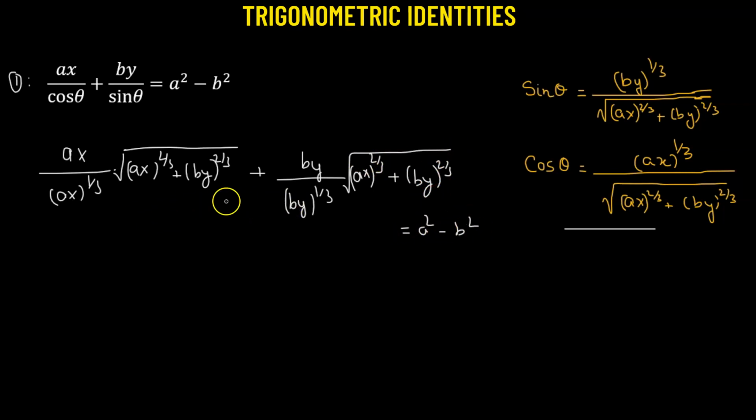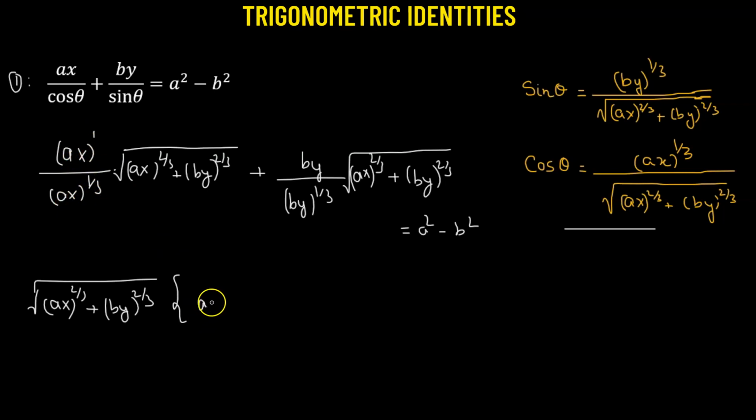Now from the two terms on the left hand side, we can take the square root of (ax)^(2/3) + (by)^(2/3) as the common factor. With this, we now get ax, that is (ax)^1 divided by (ax)^(1/3), which means we have (ax)^(2/3). Similarly, from the second term, we have (by)^1 divided by (by)^(1/3). So we can combine them to get (by)^(2/3), the whole raised to the power of 1. Now this will equal a squared minus b squared.